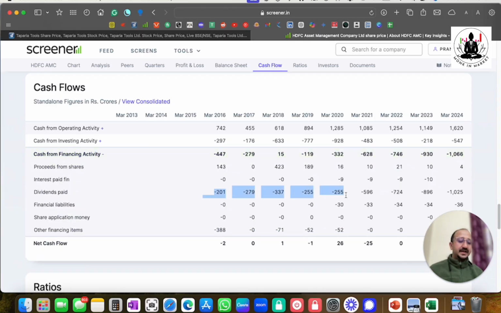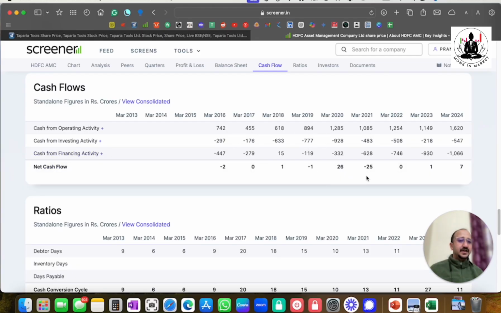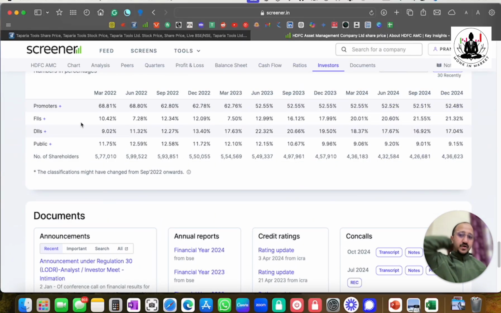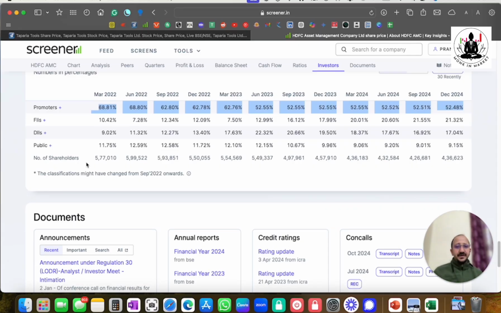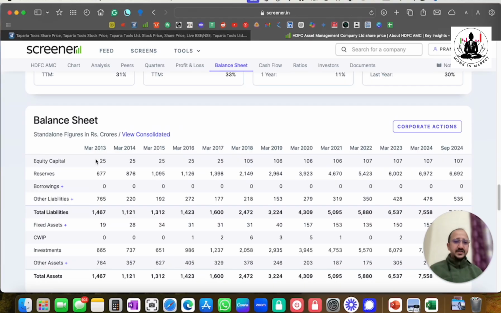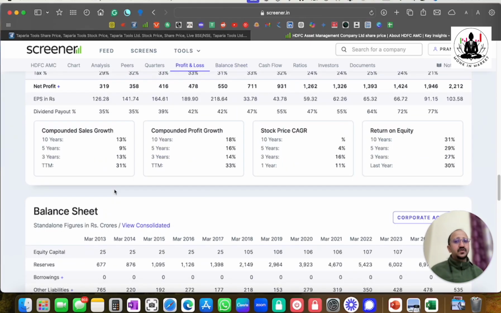So dividends are negative. It means yes, absolutely, they're paying the dividends, sharing the profits with the shareholders. So all these things are a good sign, regardless of the net cash flow. Overall, it is a good sign for a company. Now the promoter shareholding over here is also 68%, more than 60%. Again, it's a good sign, right? If the promoter shareholding is more than 50%, you just have to glance at it. It's a good sign for a company.